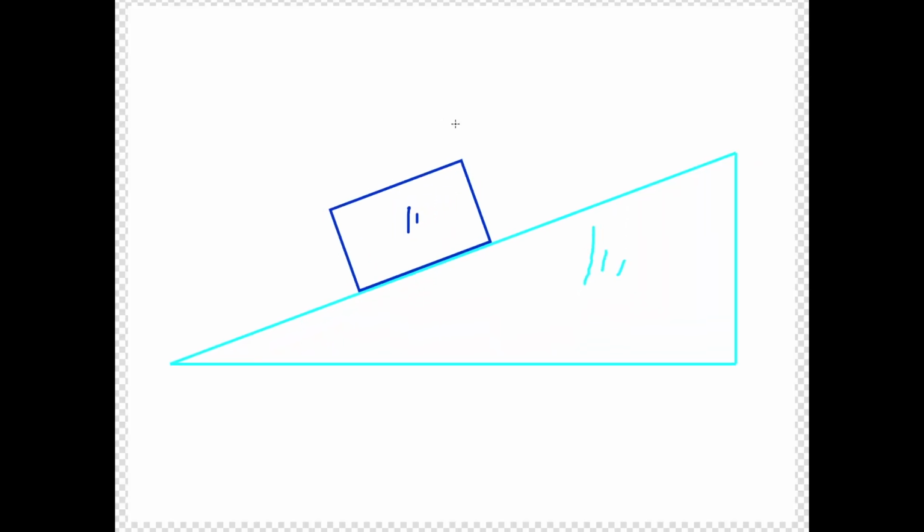Not even a smidge. Wait, let me just draw some. I don't know why I'm doing this. There we go. Okay, so no friction. Okay, why did I do this? Why did I sign up for this?